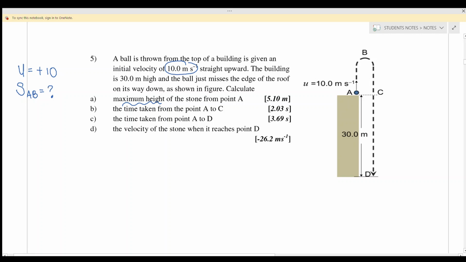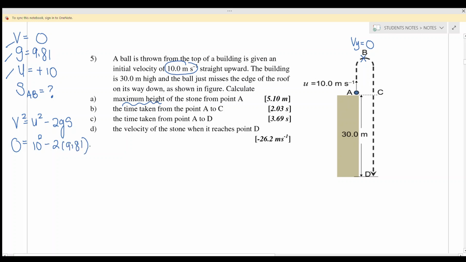Before that, we need to get 3 pieces of information first. The first information is U equals 10. The second information, of course, is 9.81, the acceleration due to gravity. And when we say maximum height, remember, your V at maximum is equal to 0. So we have V, G, U, and we want to find S. We can use V squared equals U squared minus 2GS. V equals 0, U is 10 squared, minus 2 times 9.81, S is the displacement.